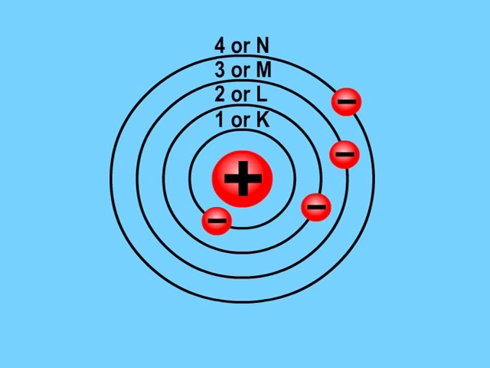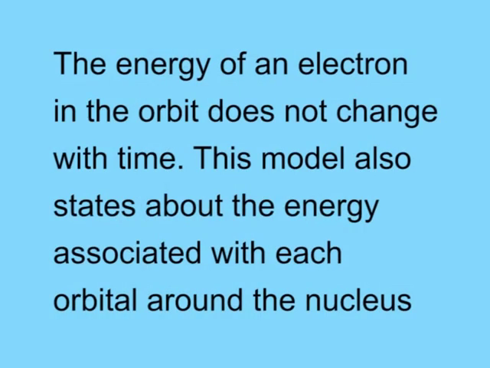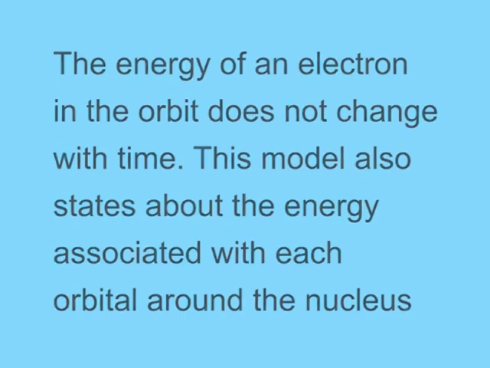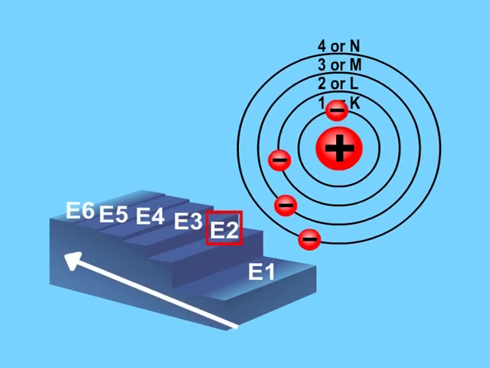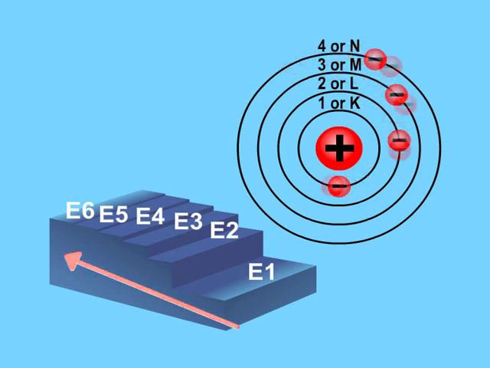According to the second postulate, the energy of an electron in the orbit does not change with time. This model also states about the energy associated with each orbit around the nucleus and names them as E1, E2, E3, and E4, one after another. The increasing energy levels of various orbits are shown here.